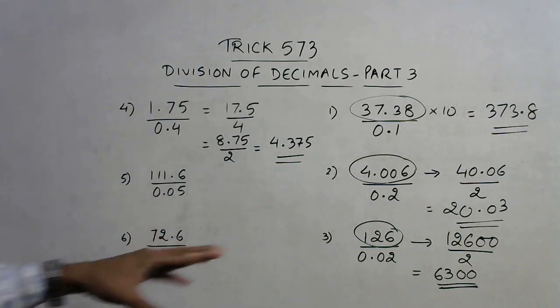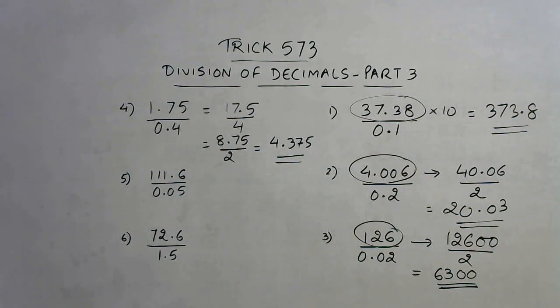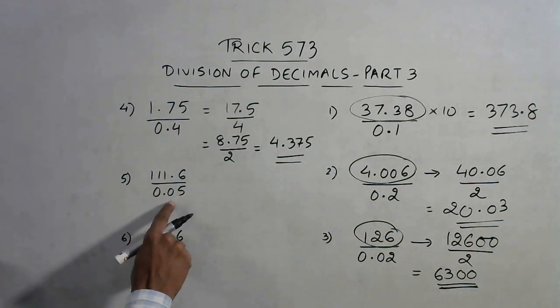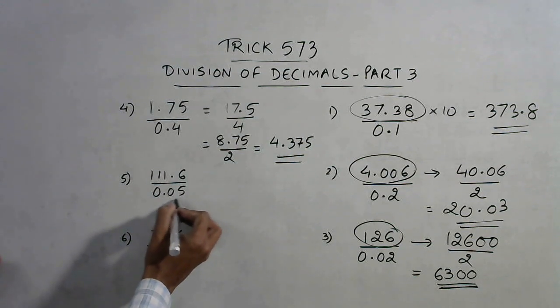Friends, let me tell you that whatever steps I am writing here, these are to be carried out in the mind, and obviously tricks are very important if you want to solve these problems mentally in 3 to 4 seconds time. So let's see 0.05. Now in 0.05 we have two digits after the decimal place.